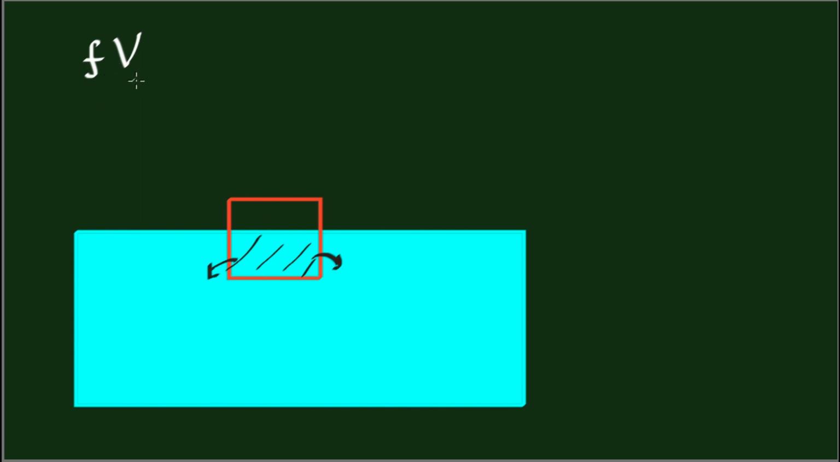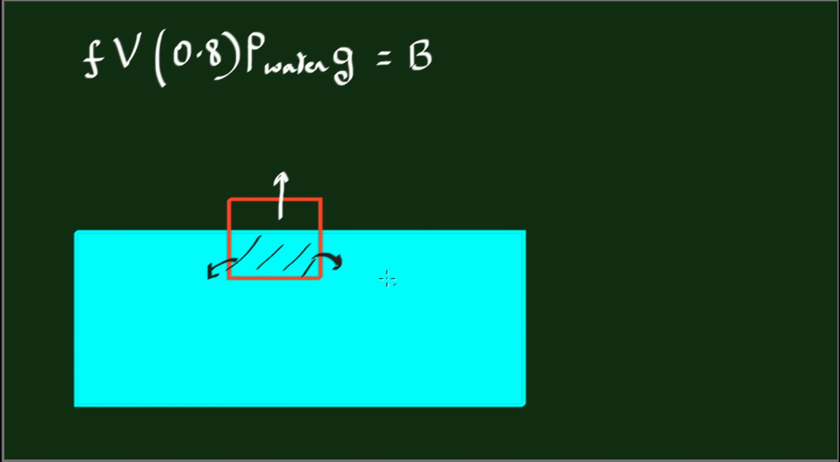So, this is the volume of the liquid displaced multiplied by the density of the liquid, 0.8 times density of water, gives me the mass of the liquid displaced. Multiplied by G, that is the buoyancy. That's the weight of the liquid displaced. Since it is floating, the upward buoyancy force is exactly balanced by the downward gravitational pull. So this is equal to the weight of the object.